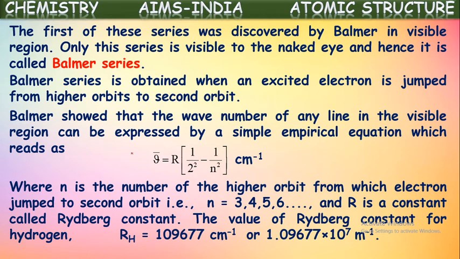Now, Balmer has given an expression to calculate the wave number of that emitted light. The formula is nu bar equals R into (1 by 2 square minus 1 by n square) centimeter inverse, where n represents the number of the higher orbit from which the electron is jumping to the second orbit, and R represents the Rydberg constant, whose value is taken as 1.09677 into 10 to the power of 5 centimeter inverse, or 10 to the power of 7 meter inverse.